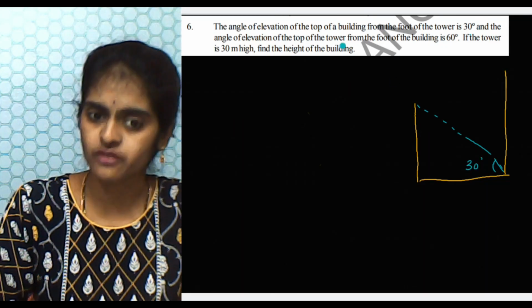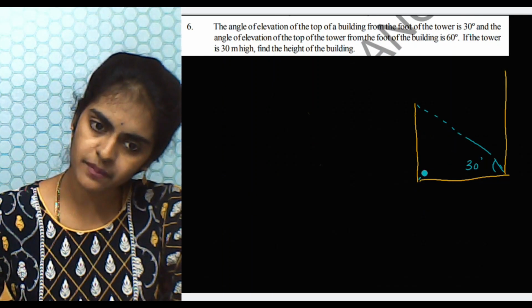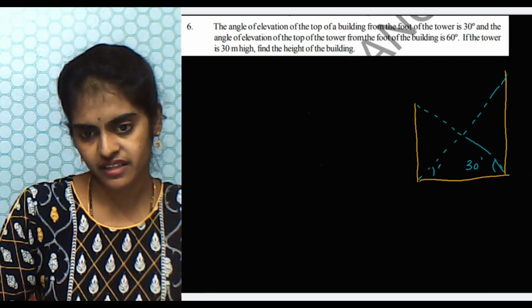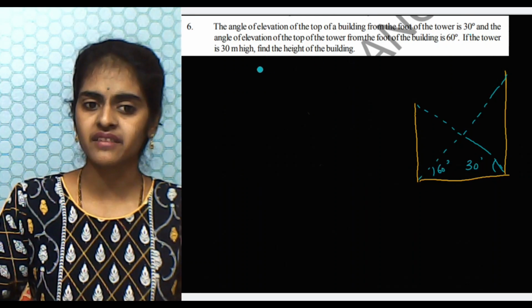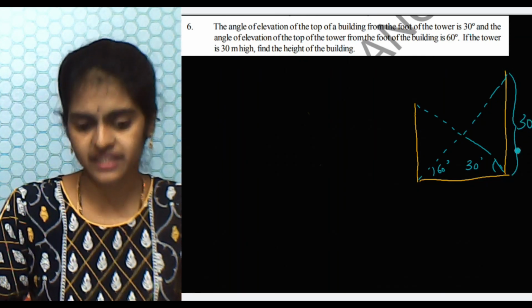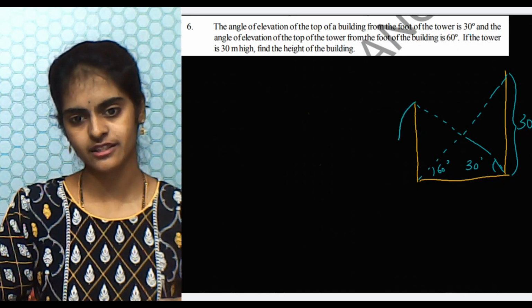And the angle of elevation of the top of the tower from the foot of the building. This is a building, isn't it? From the foot of the building you are seeing the top of the tower. So this angle of elevation is 60 degrees. The tower height is 30 meters, and you have to find the height of the building.